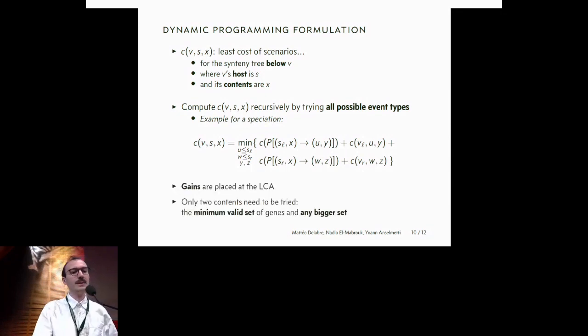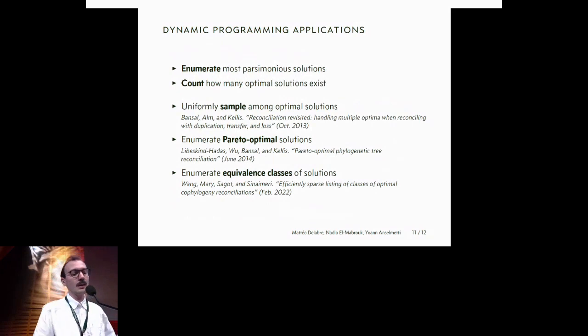And there are some extra details for handling gains and losses, which I can go into further details later. The great point about having a dynamic programming formulation is that we can reuse most of the work that has been done on these kinds of recurrences. Of course, we can compute the least cost of a scenario, but that is not very interesting. We can also enumerate the most parsimonious solutions or count how many exist.